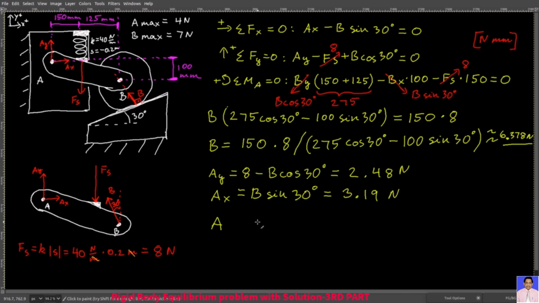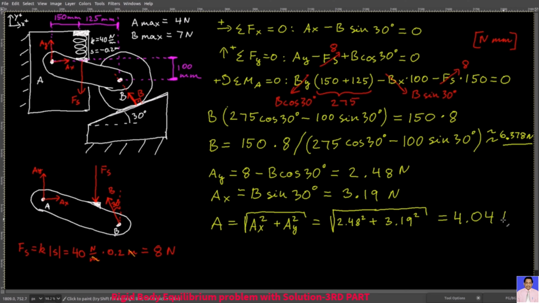And now the resultant A vector magnitude is A equals the square root of AX squared plus AY squared, and it's going to be all this, which will give you 4.04 newtons. The maximum loads that pins A and B could carry were the following. A max was 4 newtons, and then B max was 7 newtons. So you can see that B is less than B max, but A is greater than A max. So pin at A would break. Therefore, you need a stronger pin there.